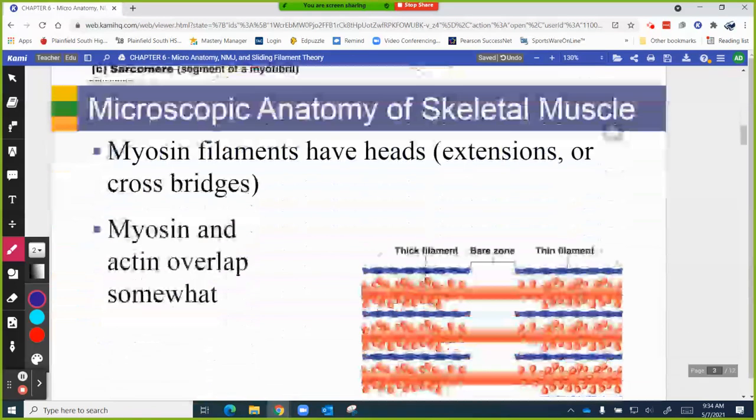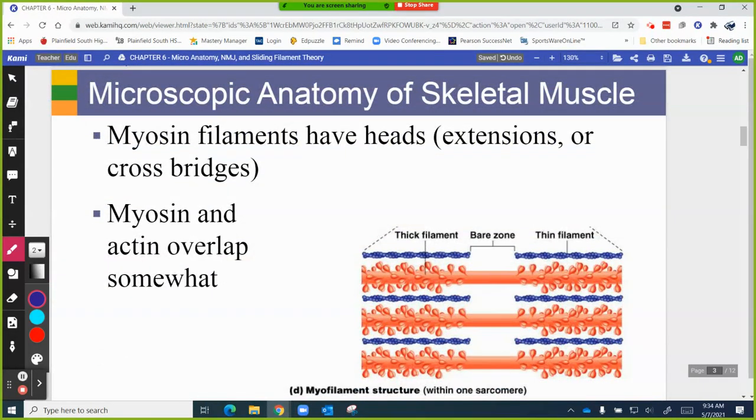A couple other things with the microscopic anatomy. The important thing on myosin is that myosin has these little heads, or what we call cross bridges, is what they're normally referred to as. So the way this whole process works is that myosin will reach out and attach itself to actin and then pull, sort of like if you were to row a boat in water. So it reaches out and then it pulls, and when it does that pulling, it's sliding those actin filaments closer together. The myosin actually doesn't move except for those cross bridges reaching out.